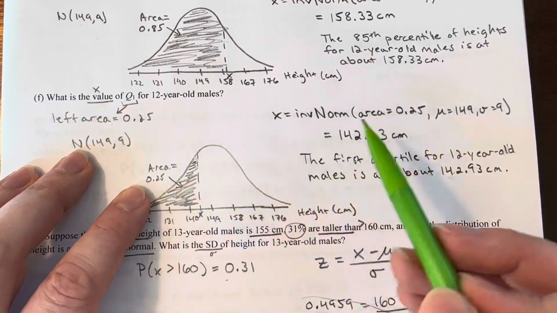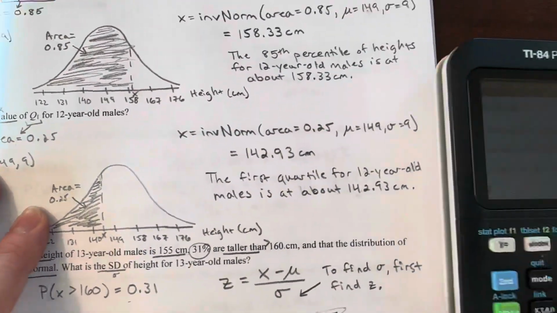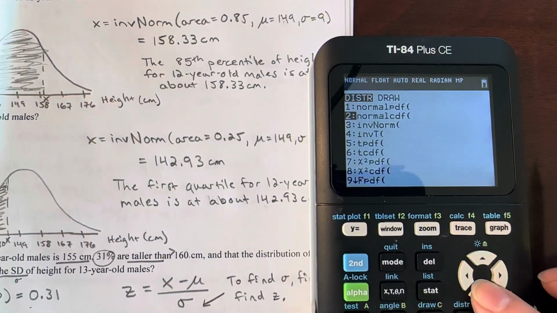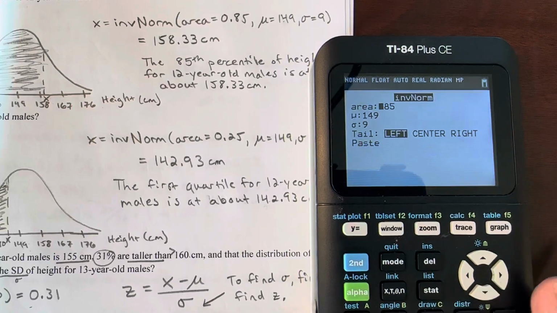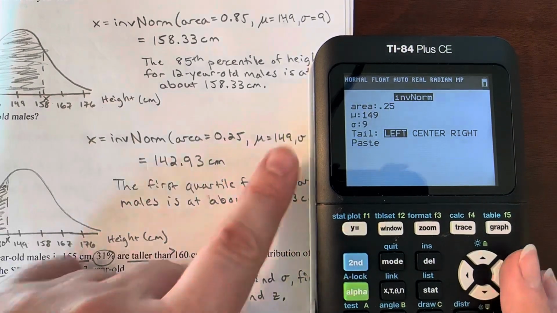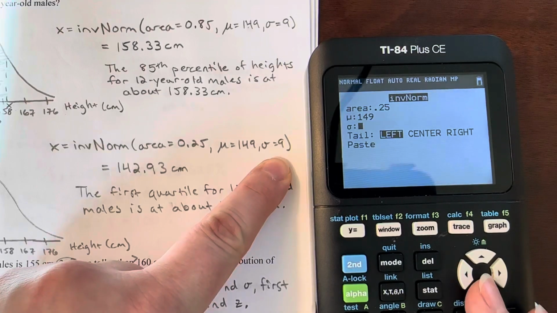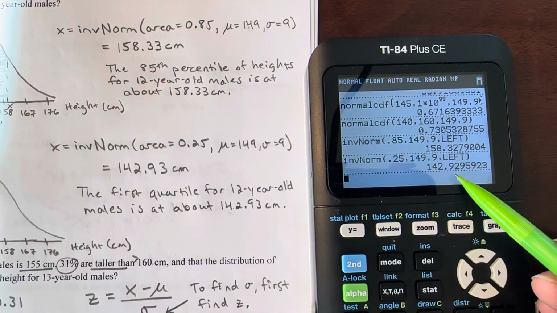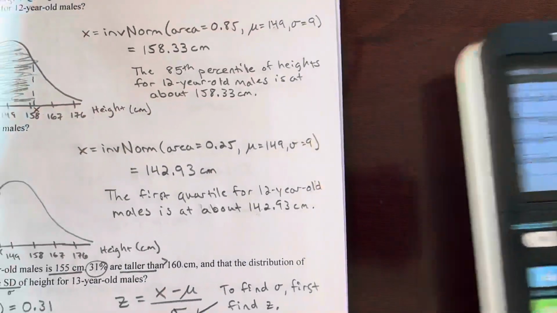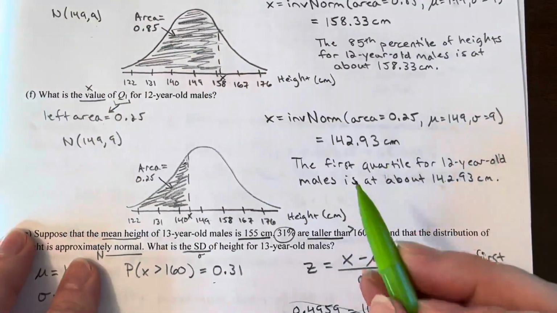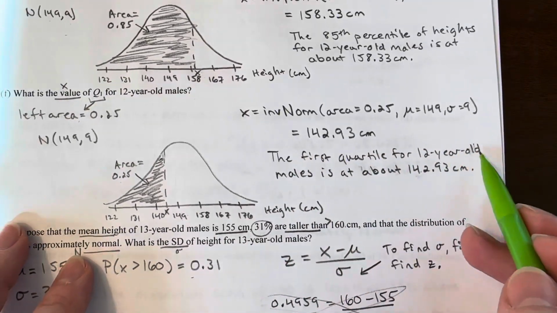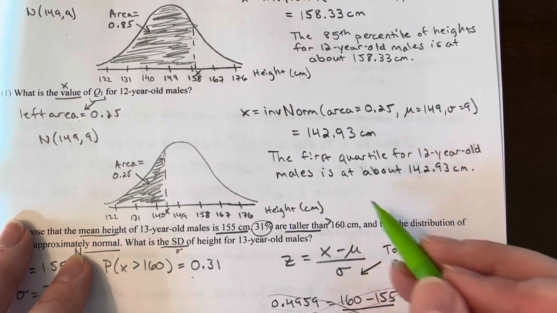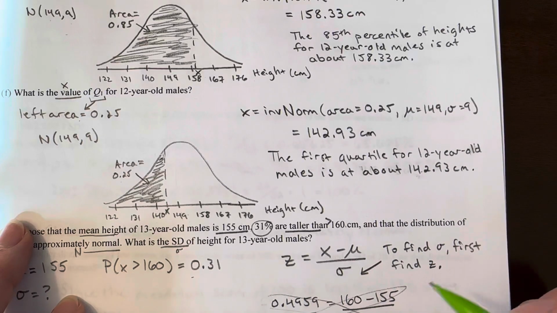And my area is 0.25, so I'm going to use inverse norm, area of 0.25, mean of 149, standard deviation of 9. Paste it in, and we have about 142.93 centimeters. So the first quartile for 12-year-old males is at about 142.93 centimeters. That is the boundary that would cut off that lower tail.